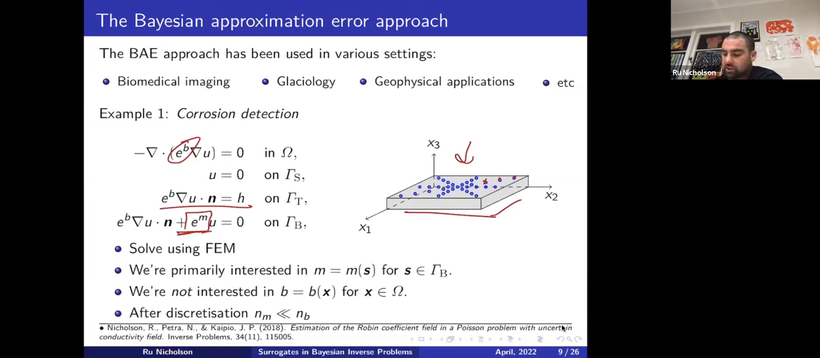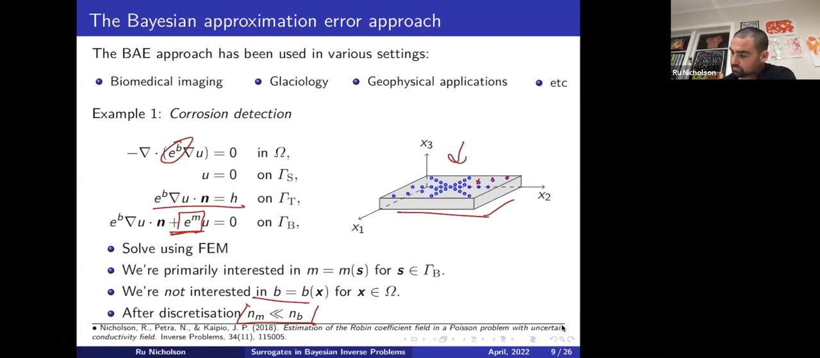In this particular example, we're interested in that Robin term and not in the conductivity. This is a case where you get quite large computational savings if you ignore the uncertainty in the internal conductivity, because if you were to estimate the internal conductivity, it's a three-dimensional entity, whereas the thing you're actually after, that Robin coefficient, is just a two-dimensional parameter. So the number of unknowns is substantially less if you ignore the uncertainty in the conductivity.